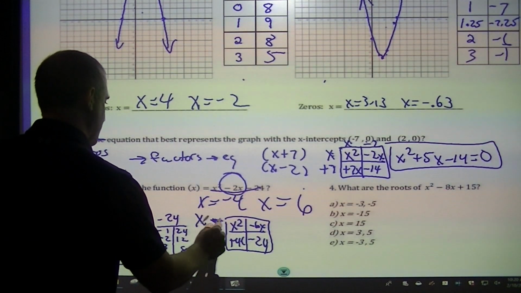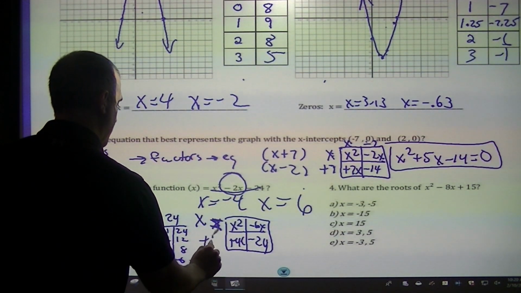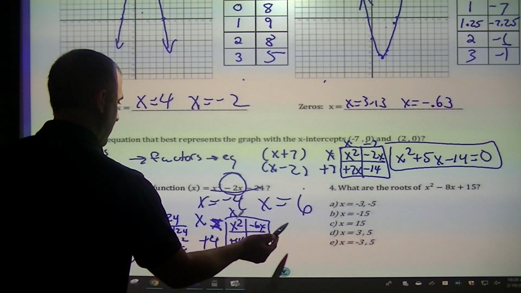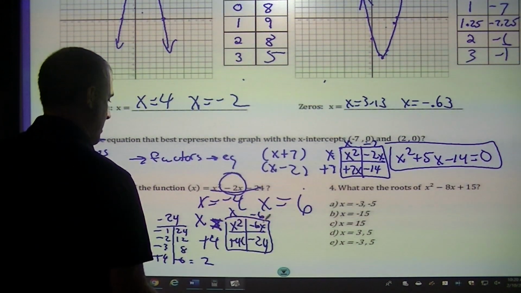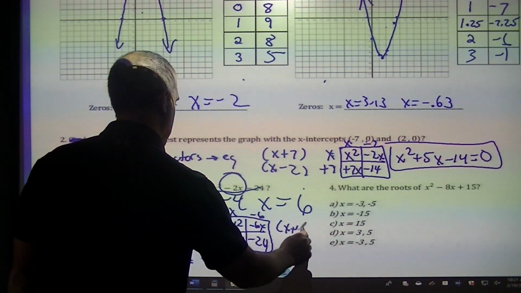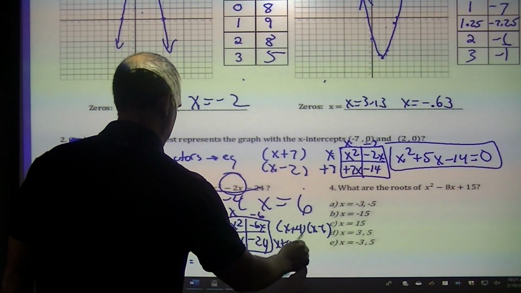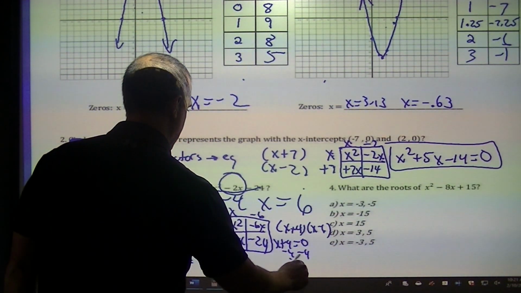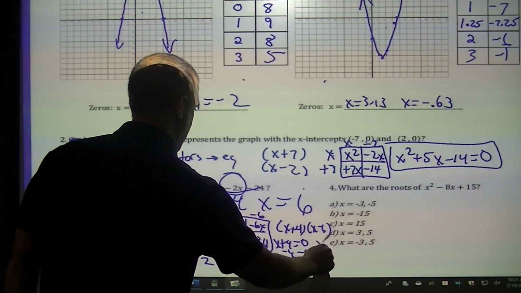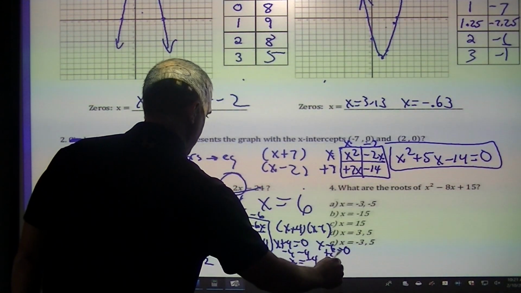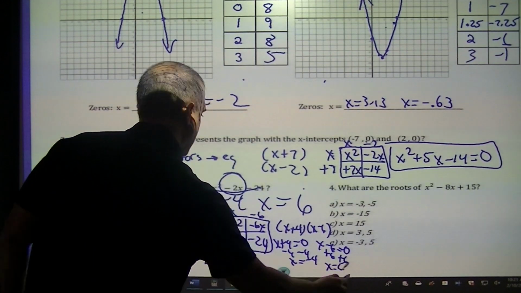This would be x here. Okay, the GCF here would be 4, GCF here would be x, GCF here would be that. So I got x plus 4, x minus 6, and if you solve those, I got x equals negative 4 and x equals 6. So either way you want to do it, those are two ways.